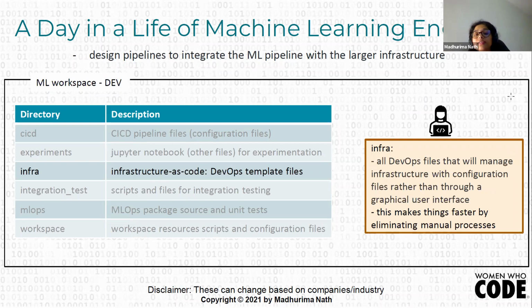Infra is where all the DevOps files will be present. It will be an infrastructure as code kind of situation. This will make things faster rather than manually going through each and every step. So this is the place where you'd work with a DevOps person very, very closely to figure out how to set this up.